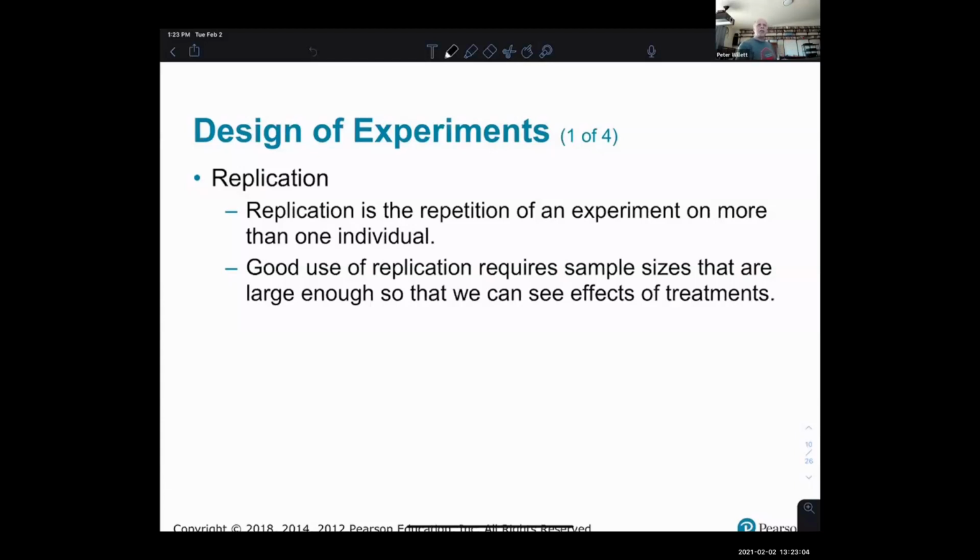Good use of replication requires sample sizes that are large enough so that we can see effects of treatments. So obviously, more numbers, more data is kind of better. That's a simple thing to start to think about right away. An example would be that if you're running some sort of experiment, you want it applied to multiple individuals instead of just a small number.